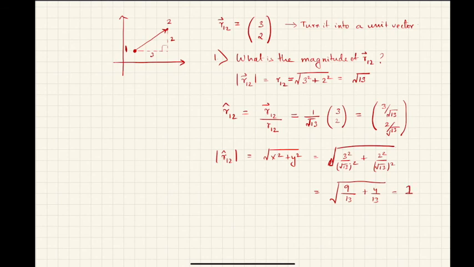Okay, so all we're really doing can be summarized over here. In order to find r12 hat, or the unit vector that tells me the direction, right? It's just telling me the direction from 1 to 2. Then all I need to do is to calculate the r12 vector and then divide it by the magnitude, so I get a unit vector.